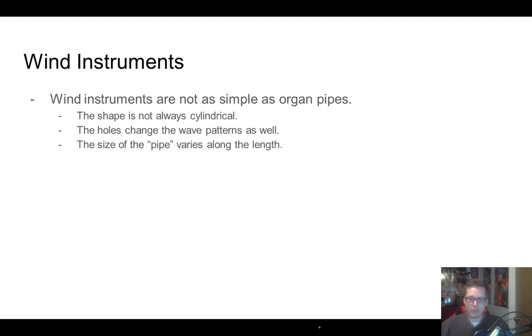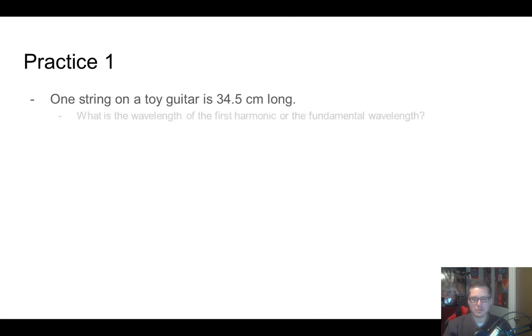Whereas organ pipes work pretty straightforwardly. Instruments also have different shapes. Saxophones start really skinny and then get bigger as they go out. Trombones start fat and then get skinny as they go around the slide, and then get fat towards the end, etc. This also changes the physics of these things. So wind instruments can be pretty complicated as far as physics goes. This was the most simple case of these. So let's do some practice problems.